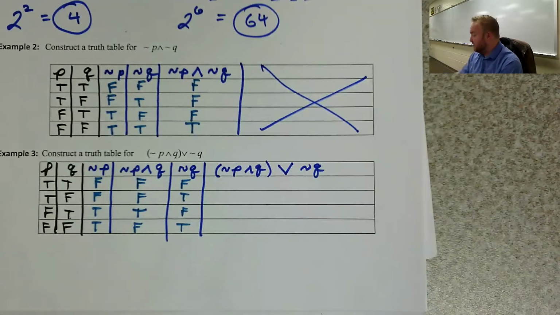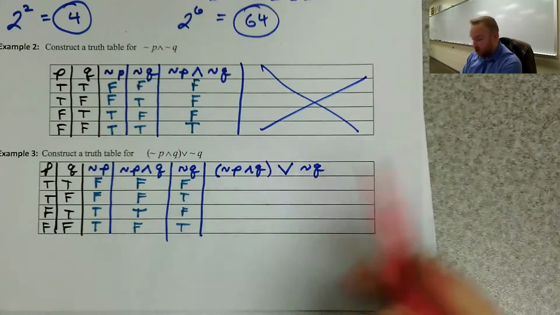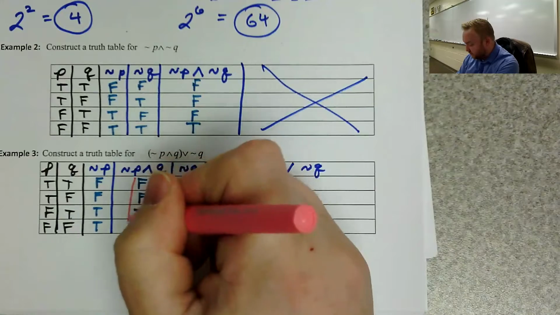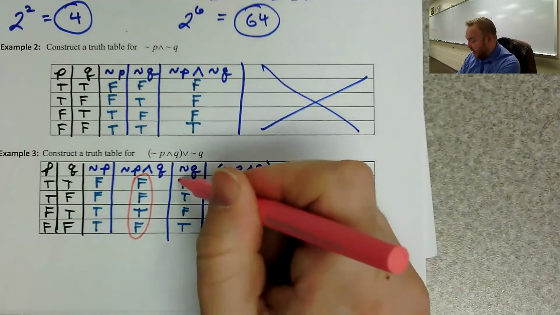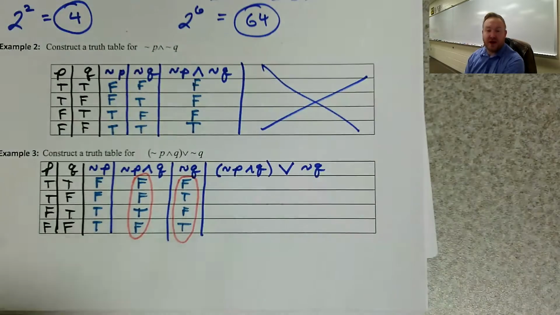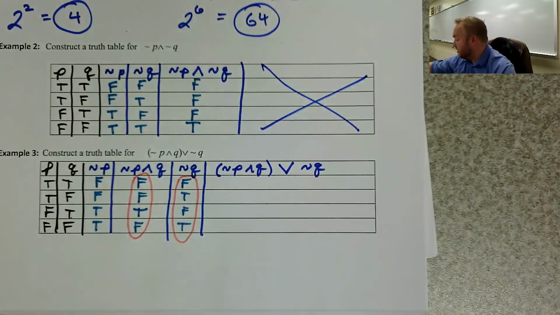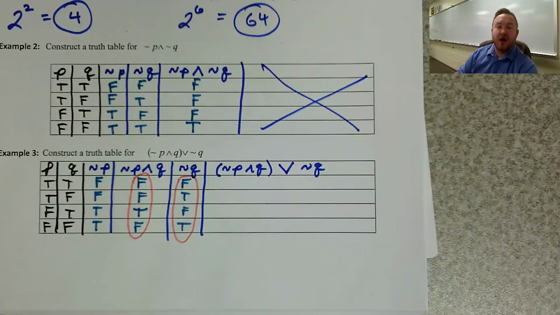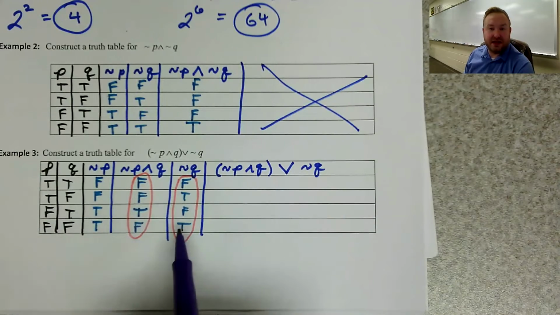Now we're going to be doing the disjunction of the not P and Q column. That was this column. We're doing the disjunction of that with our not Q column. So we're looking at these two columns here, and we're doing an or. We're doing a disjunction. And the disjunction rule is only false if both are false. So in this column, I'm only allowed to put in a false if both letters here are false.